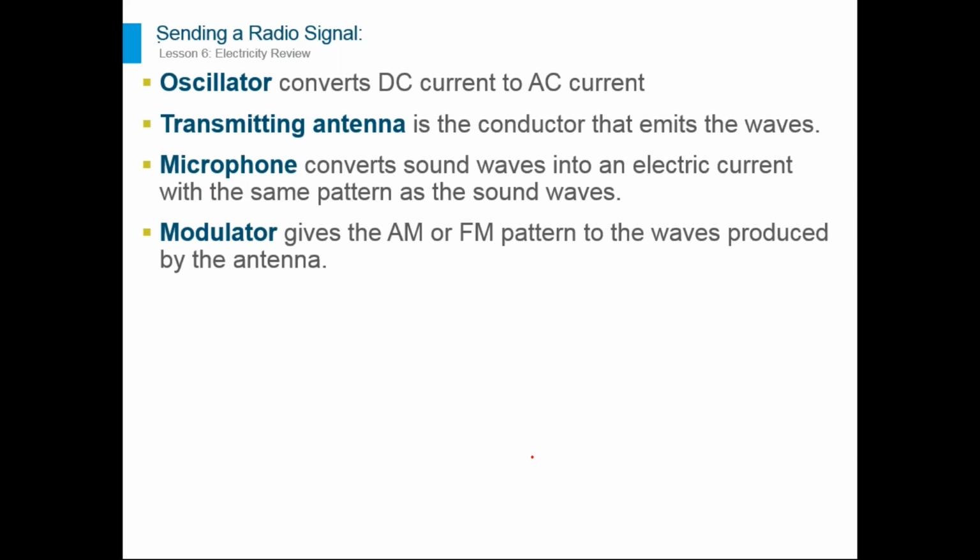The waves sent out by the antenna are called carrier waves because they carry the signal in the modulation pattern, as we just saw on the previous slide. Okay, so those are different parts of the wave for transmitting or sending the radio signal.